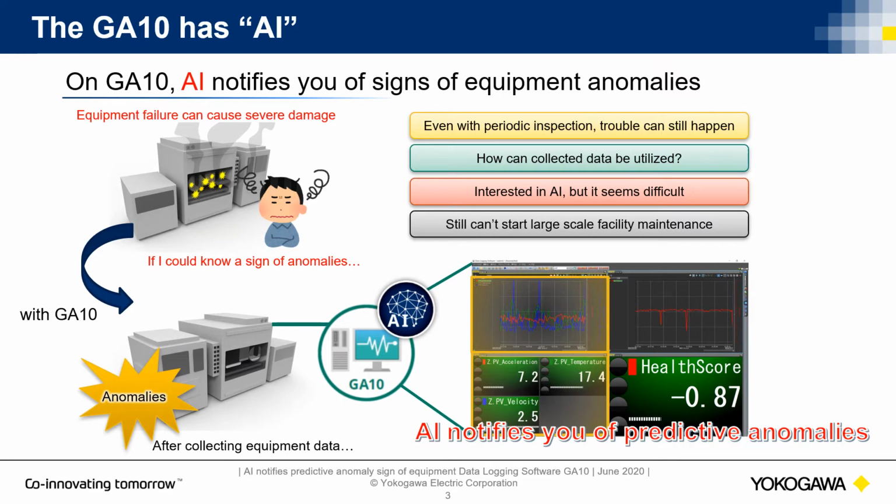As a solution, you can install GA10 and let it learn what data looks like from equipment working normally. The GA10's AI then recognizes the difference between normal and abnormal equipment status. When abnormality or sign of abnormality occur, GA10 notifies the user automatically. This AI function enables you to maintain equipment before trouble happens, and to quickly identify which of a large number of equipment have abnormal tendencies.